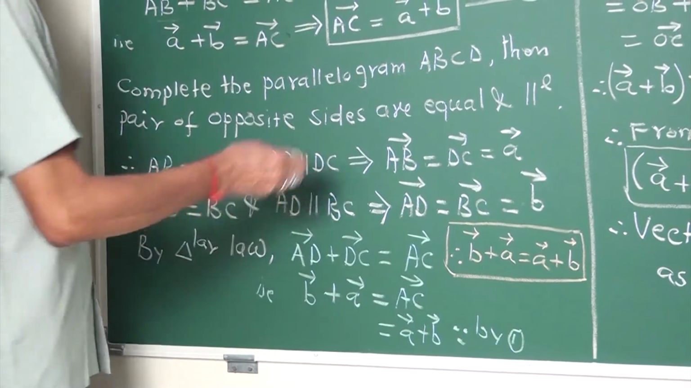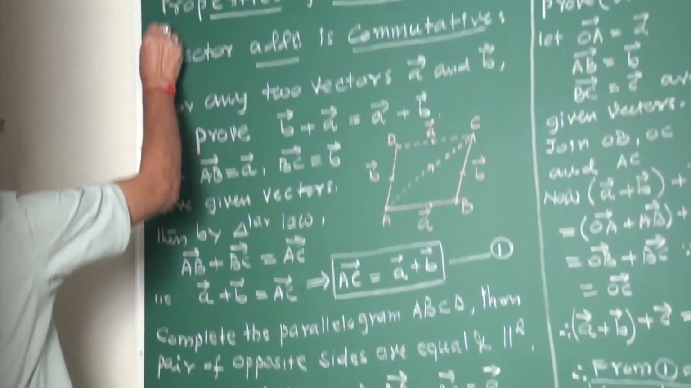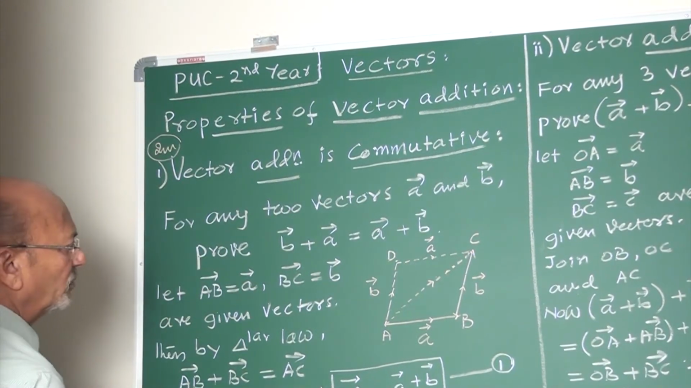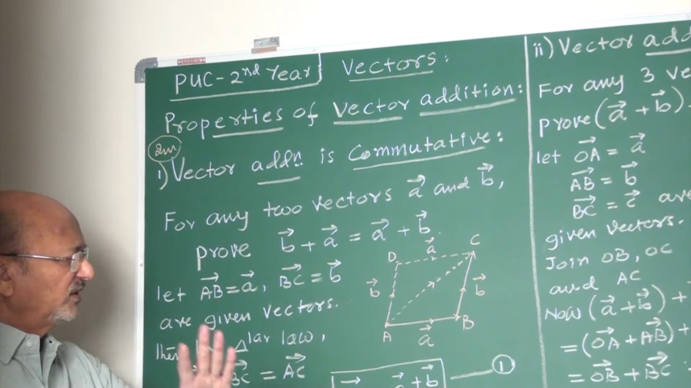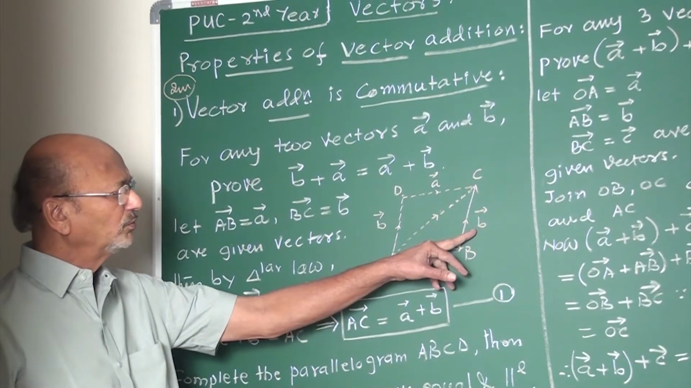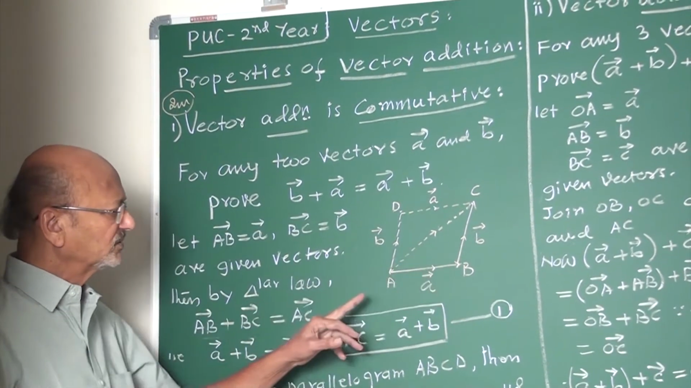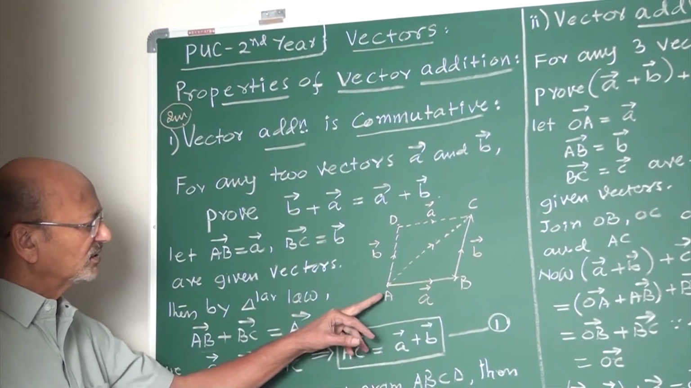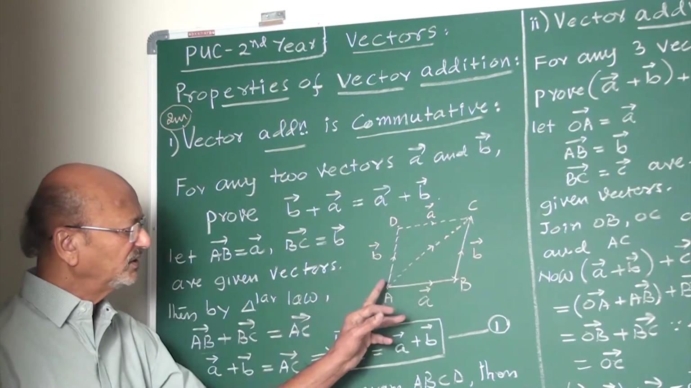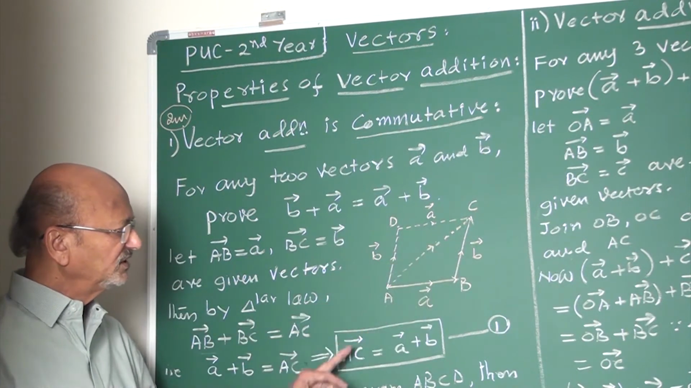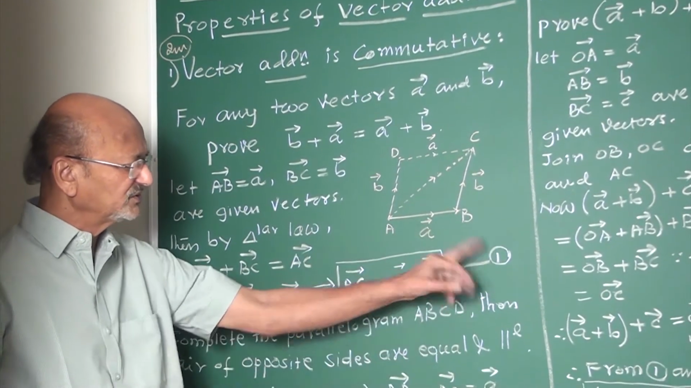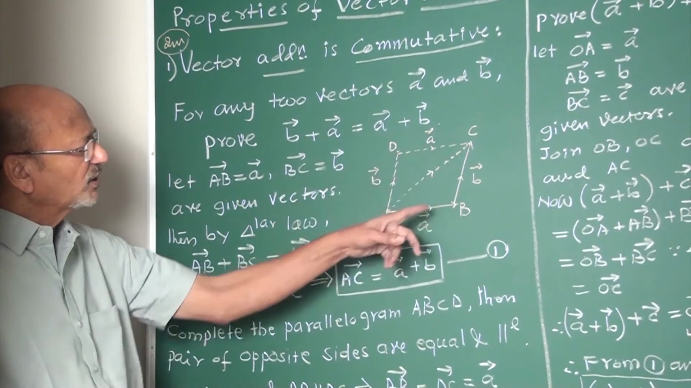My friends, it is a 2 mark example. If the examiner wanted, he may give this: vector addition is commutative. Yes, my friends, I will explain once again here itself. Let vector AB equal A and BC equal B be the two given vectors. Then by the triangular law of addition, AB plus BC is AC. That is, A plus B is AC. Therefore, AC is vector A plus vector B, my friends. Name this as 1. Complete the parallelogram.